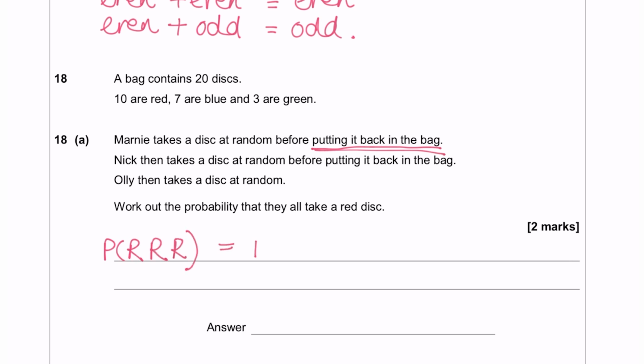So there's 10 reds out of 20. So Marnie takes a red, puts it back. So there's 10 again, there's 10 again, and there's 10 again. So we could cancel that and get a half times a half times a half, which is 1/8. Or you could just plug into your calculator 10 over 20 times 10 over 20 times 10 over 20.